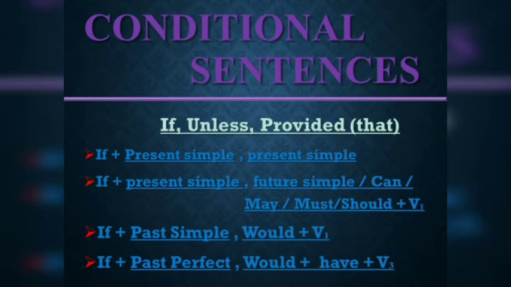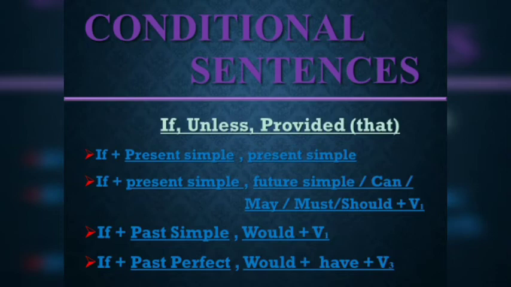Now the third type, which is past simple tense. If past simple tense is there in the if clause, then in the main clause would plus V1. So this third category of conditional sentences is used to express something which is quite unrealistic and can never occur in future.